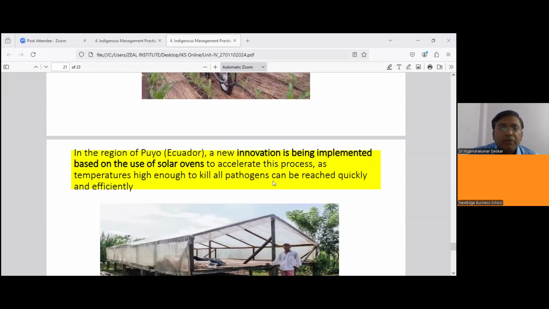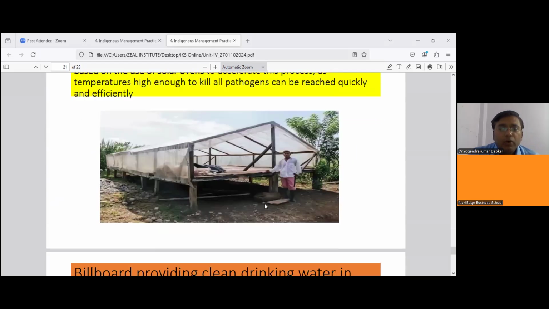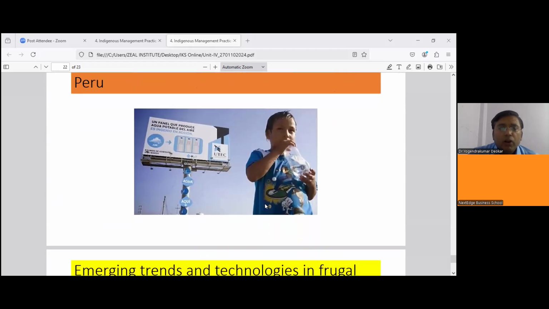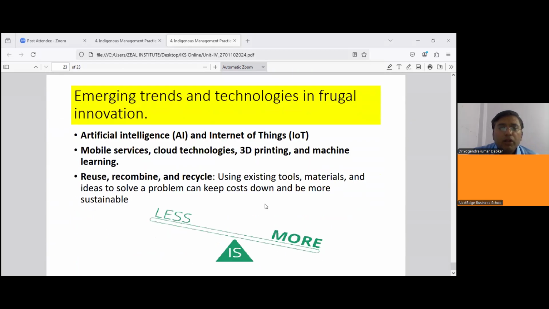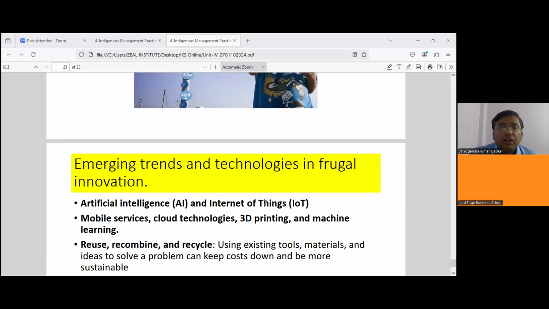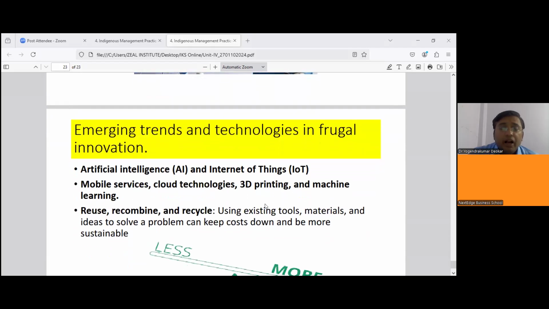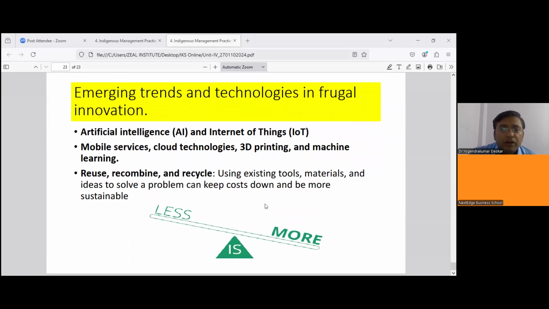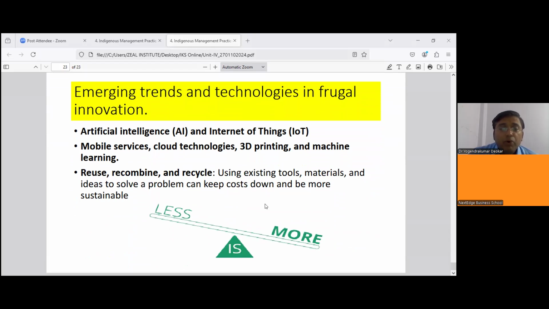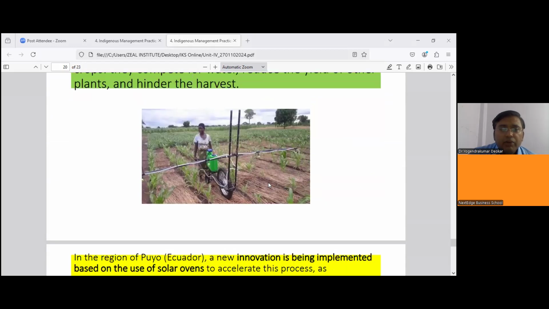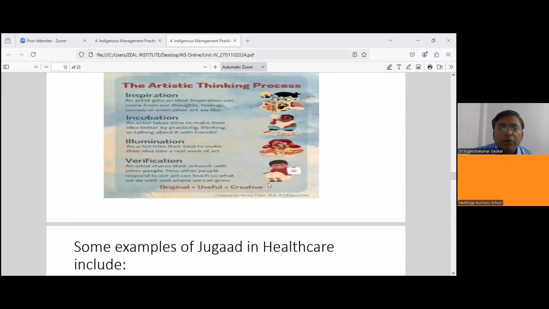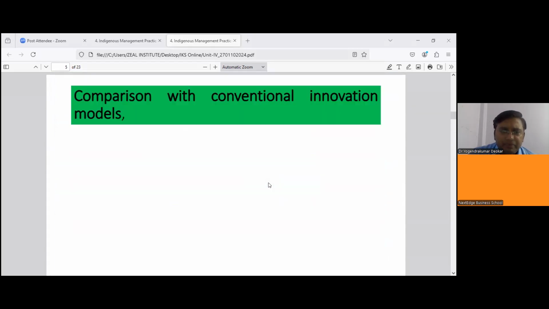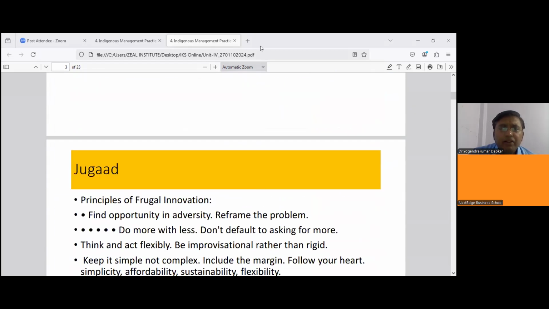So these are the examples globally that I have quoted here. You can also take this water ATM, which is for poor people, who can consume good quality water. Emerging trends in technology, in frugal innovation, are AI and IoT. These are also a shortcut way to support technology, manufacturing and services. Doing more with less is the mantra for jugaad. From the examination point of view, examples are very important. The significance, meaning and application of jugaad will be asked in the examination.